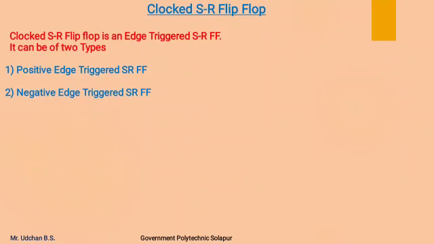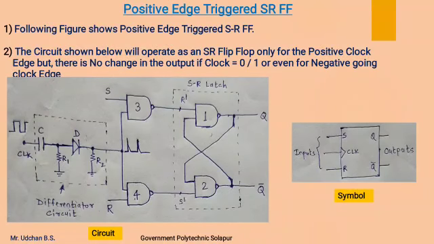Now next we will see the clocked SR flip-flops, which is an edge triggered SR flip-flop. It can be of two types: positive edge triggered SR flip-flop and negative edge triggered SR flip-flop. Now we will see the first, positive edge triggered SR flip-flop. The figure shows the positive edge triggered SR flip-flop.